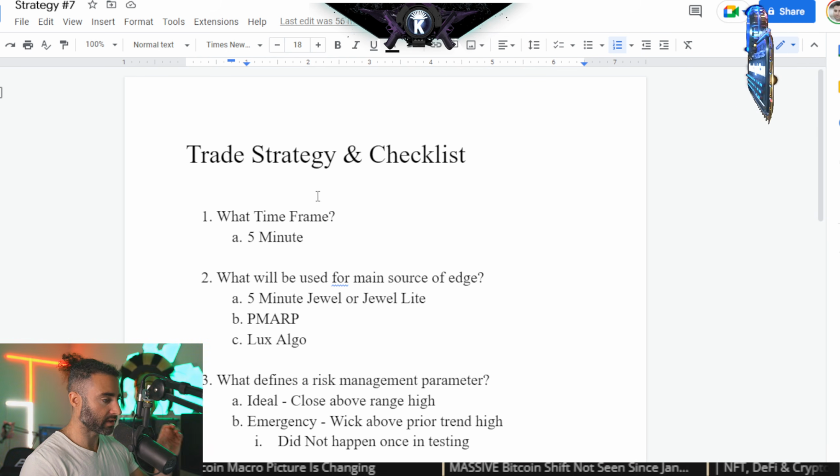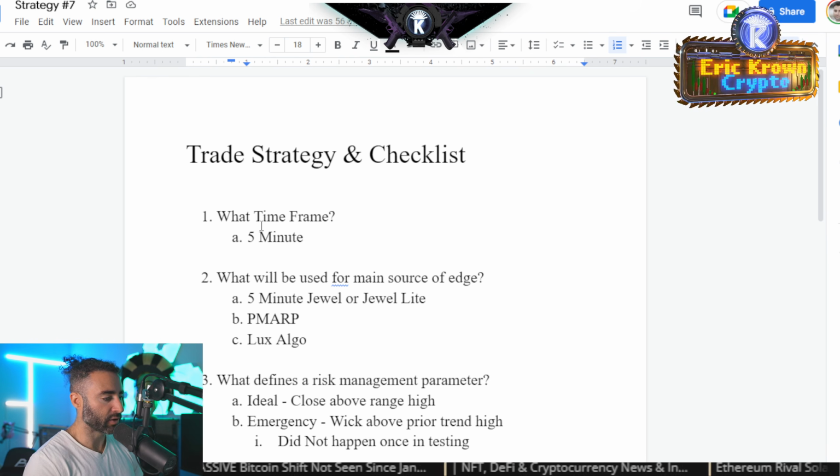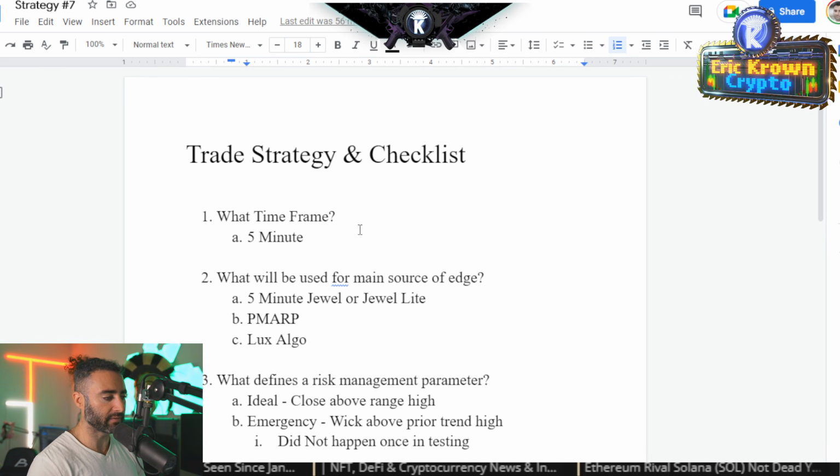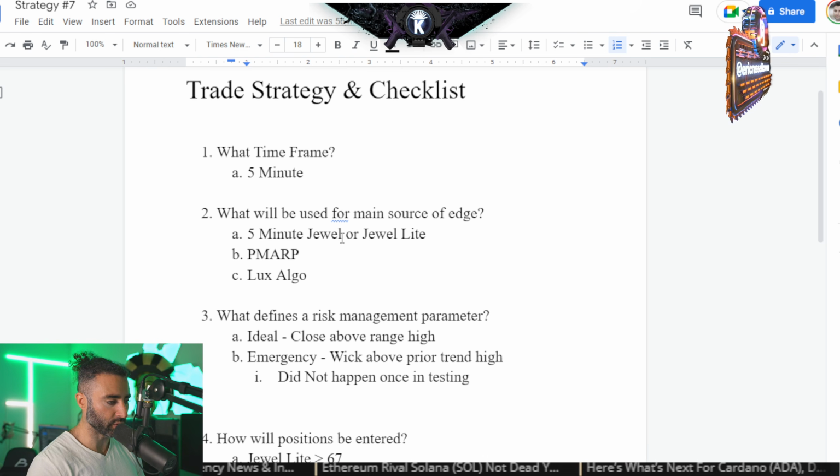All right, sweet. So we're going to start it off here with the trade strategy and checklist. This is how all the strategies start in the quant program. First things first, what do we focus on? We're focused on the 5-minute time frame, and we're going to be using for the main sources of edge, the 5-minute Joule or Joule Light.